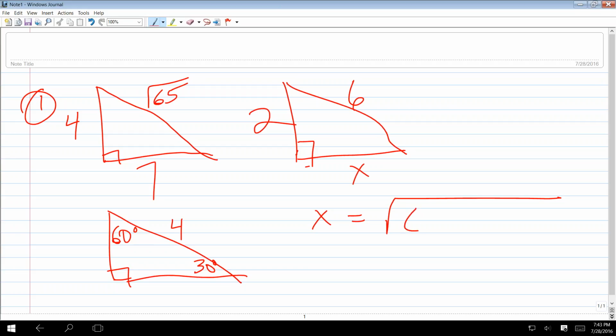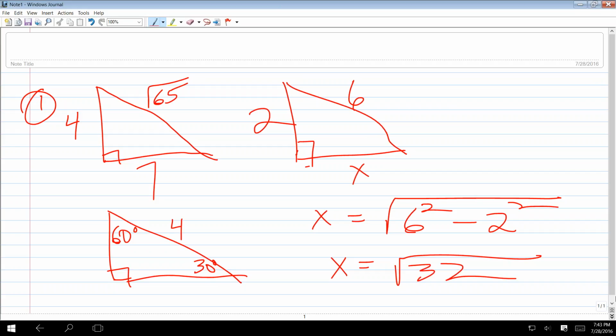It's 6 squared minus 2 squared. That's the way I want you to give me the answer, because that tells me you know how to do it. Yeah, I did that exact thing just in my head. That's fine. So it's the square root of 36 minus 4, so it's the square root of 32.